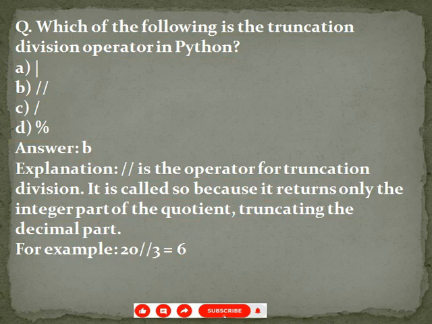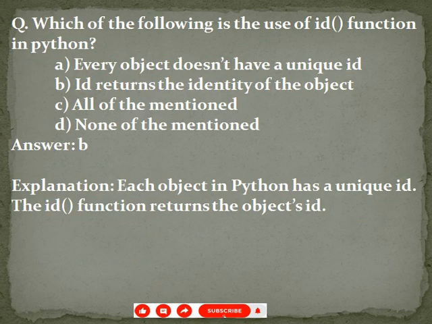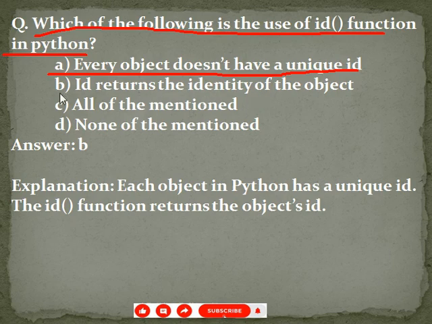Next question. Which of the following is the use of id function in Python? Given options are A. Every object does not have a unique ID. B. ID returns the identity of the object. C. All of the mentioned. D. None of the mentioned. The correct answer is option B. ID returns the identity of the object.